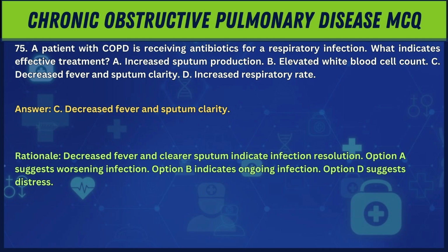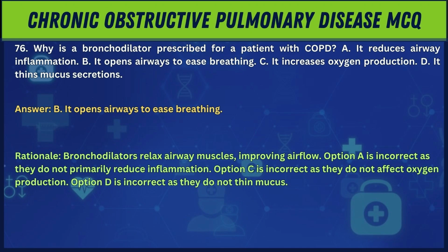75. A patient with COPD is receiving antibiotics for a respiratory infection. What indicates effective treatment? A. Increased sputum production. B. Elevated white blood cell count. C. Decreased fever and sputum clarity. D. Increased respiratory rate. Answer: C. Decreased fever and sputum clarity. Rationale: decreased fever and clearer sputum indicate infection resolution. Option A suggests worsening infection. Option B indicates ongoing infection. Option D suggests distress.